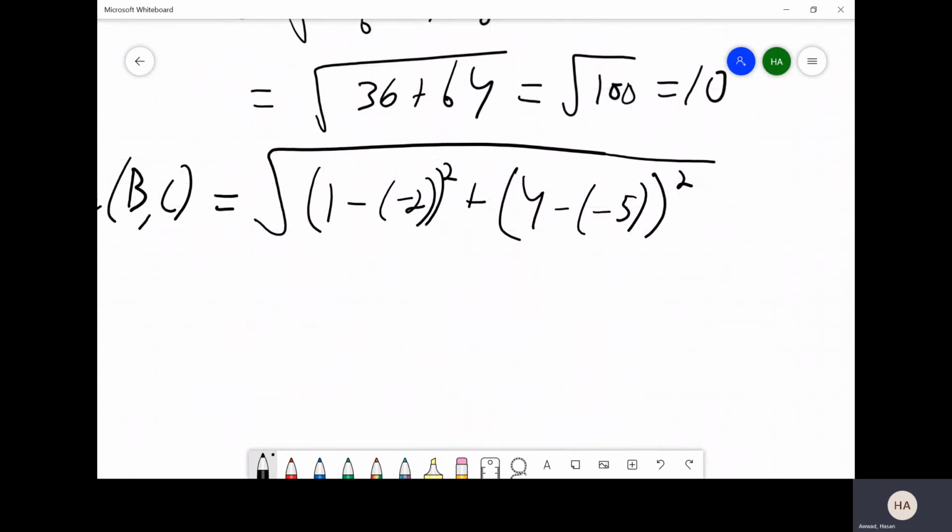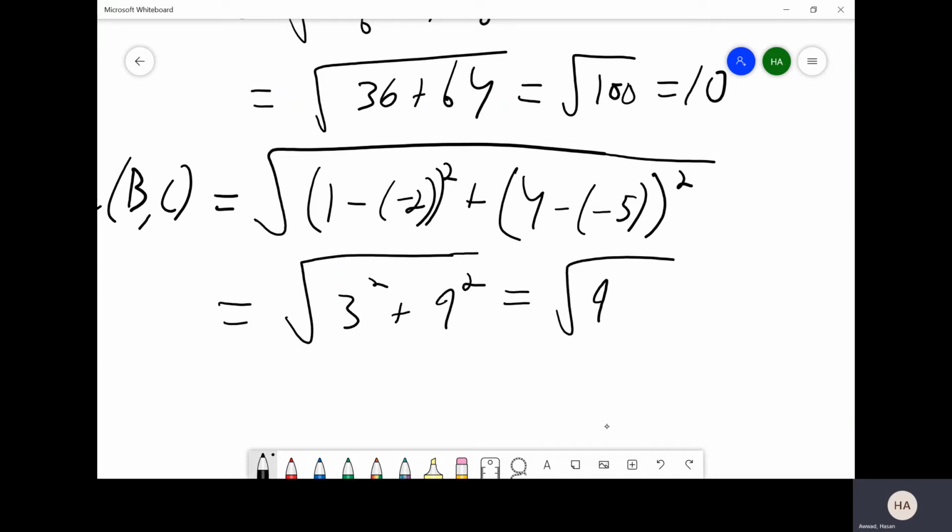Okay, so now all we're going to do is we're once again going to simplify down. We have 1 minus a negative 2, which is 3 squared. So we have the square root of 3 squared plus 4 minus a negative 5, which is 4 plus 5. So that's 9 squared. We get 9 squared over here. Okay, 3 squared is 9. So we get 9 plus 9 squared, which is 81. So right here, this is going to give us the square root of 90.